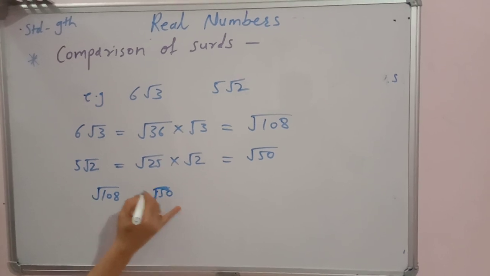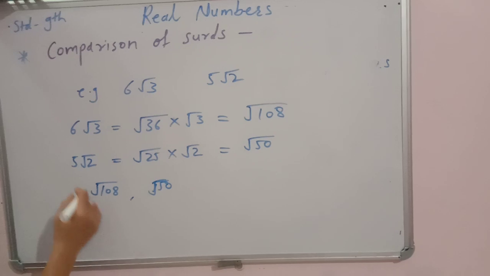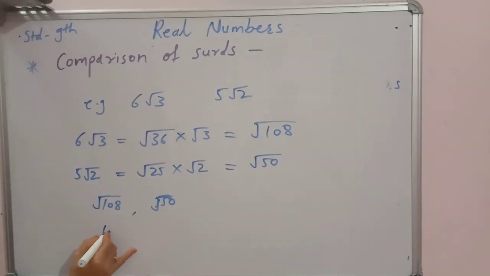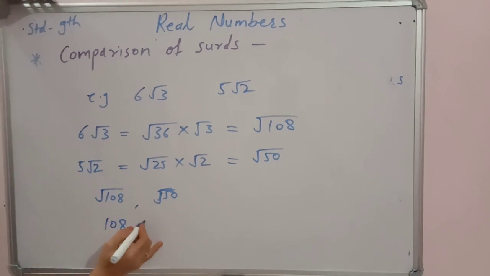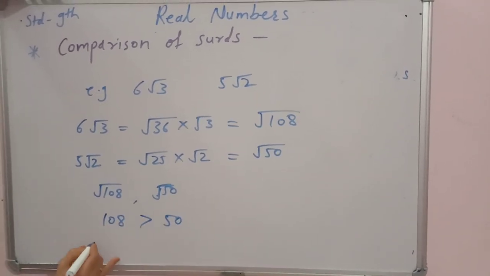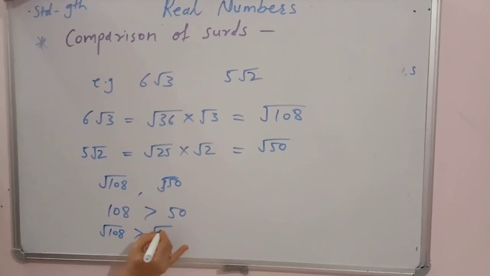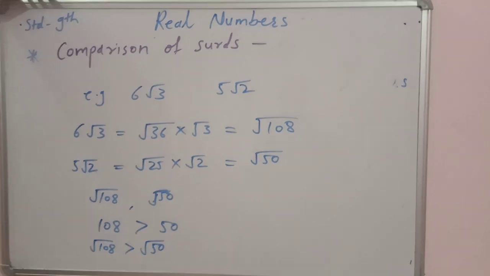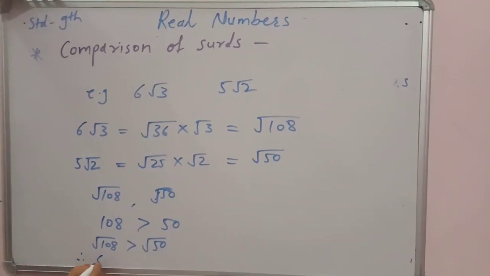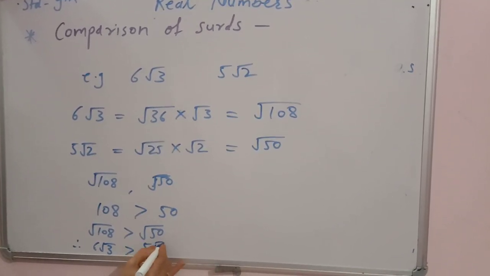Now for comparison of two surds, we can compare their radicands, using the property that we have used before this. 108 means this radicand is bigger than this radicand, and therefore root 108 is greater than root 50, and this is the form of this surd, and therefore 6 root 3 is bigger than 5 root 2.